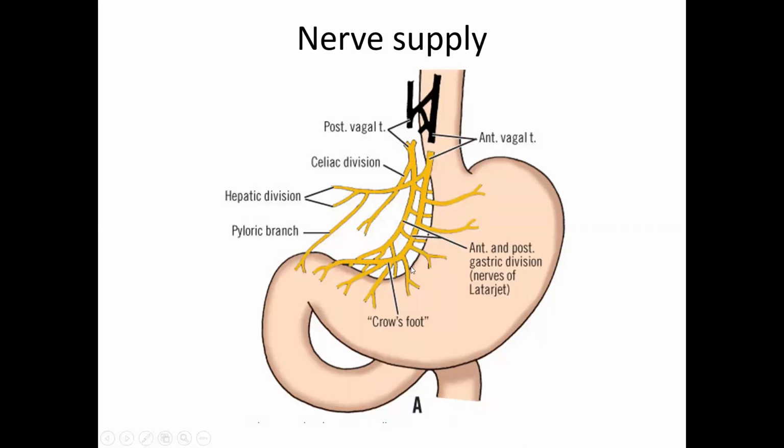Highly selective vagotomy. Also remember, crow's foot or goose feet are used at three places in the neck. One is the anterior and posterior nerves of Latarjet, which are supplying the pylorus. The other is the parotid gland, where the facial nerve comes out as five divisions, which are also called goose feet.